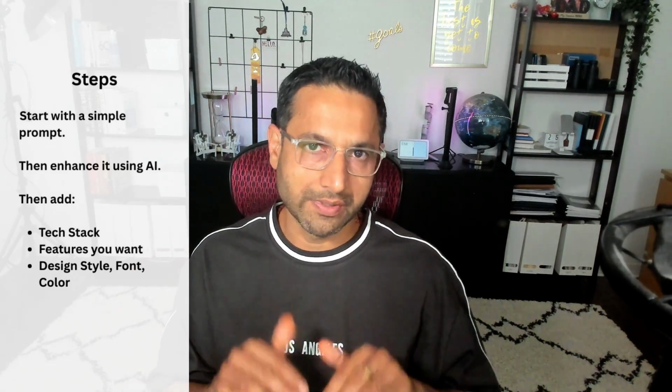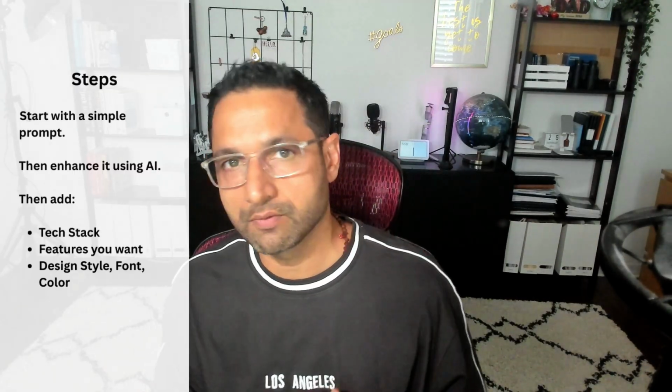So that's method number 1, where you write a text prompt and then let the AI coding agent build the application based on the prompt. You can start with a very simple prompt, and then you can enhance that prompt using AI or by adding more information. You start with one line, and then you add features, and then you add the tech stack, and then you add what kind of theme and what kind of colors you would like. That finishes our method number 1.